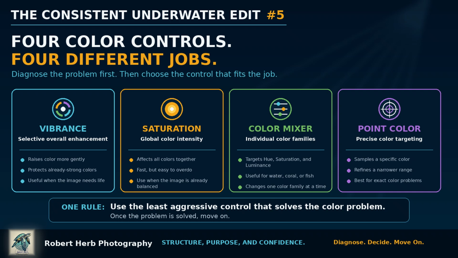It lets me work with individual color families, which is especially useful for water, coral, or fish colors. Point color is even more precise. I can sample a specific color and refine a narrower range without affecting everything else. The important part is not memorizing which control is strongest. The important part is diagnosing the problem first and choosing the least aggressive control that solves it. Once the problem is solved, I move on. Now let's take a look at different subjects and the different color decisions.